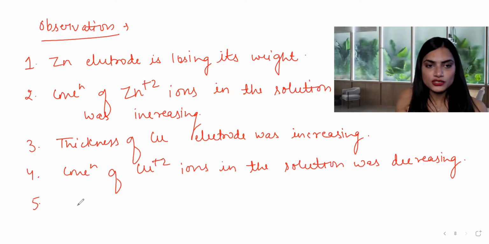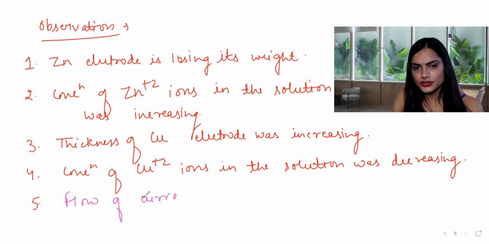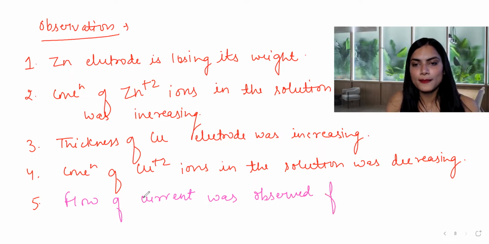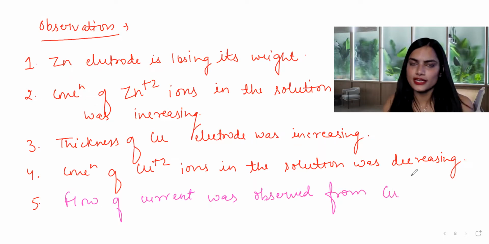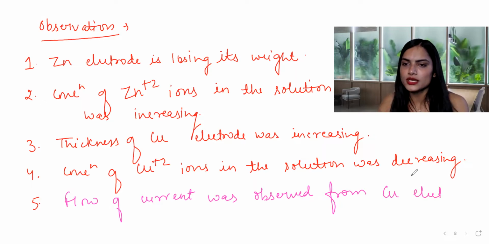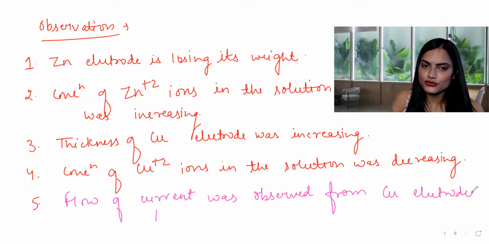Flow of current was observed from the copper electrode to the zinc electrode.